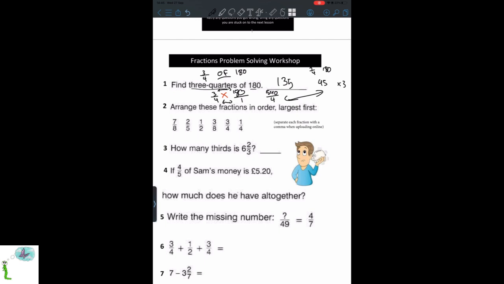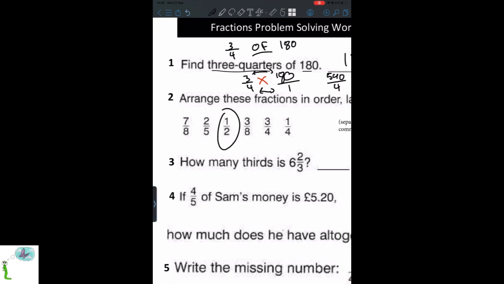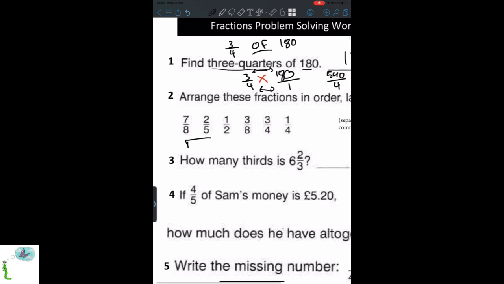Alright, let's move on to question 2. Make sure you do this when you're entering it online. But it's asking you to arrange the fractions in order from largest first, right? So a lot of people instantly just go and assume half is the largest because it looks pretty big, right? But just a quick explanation. If you split this into 8 pieces and you colour in 7 out of the 8, compared to splitting it into 2 and you colour in half, if they're the same size, this one will be bigger.